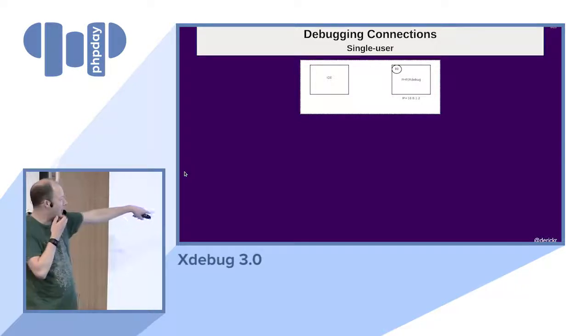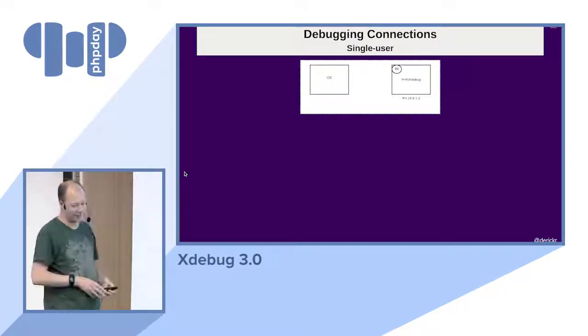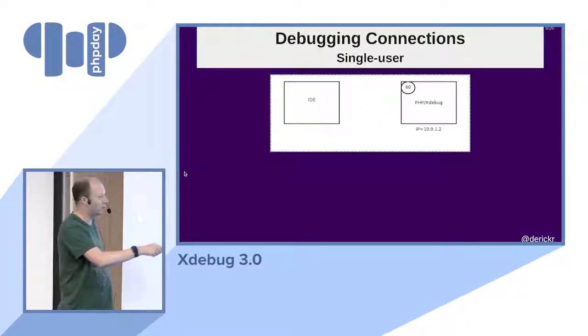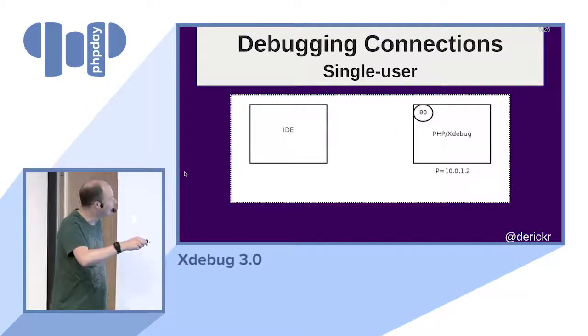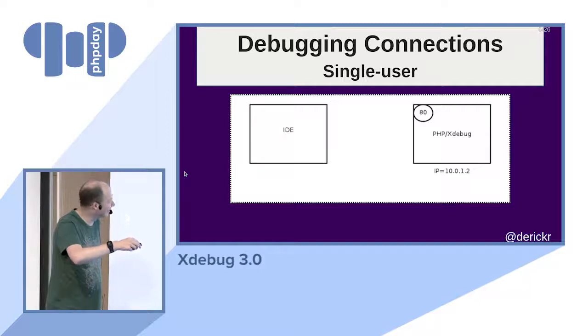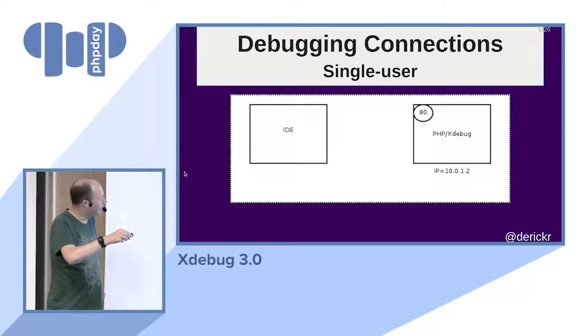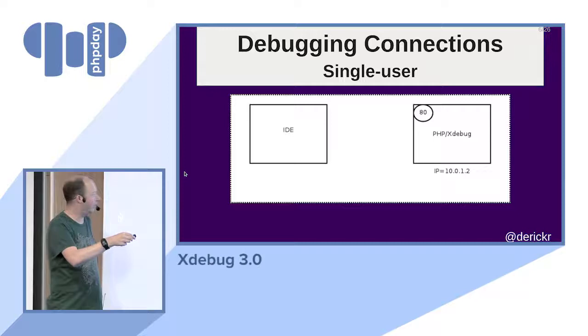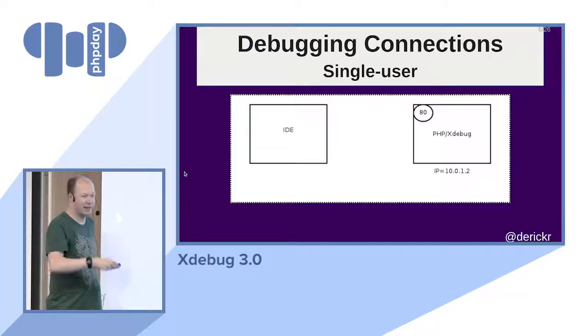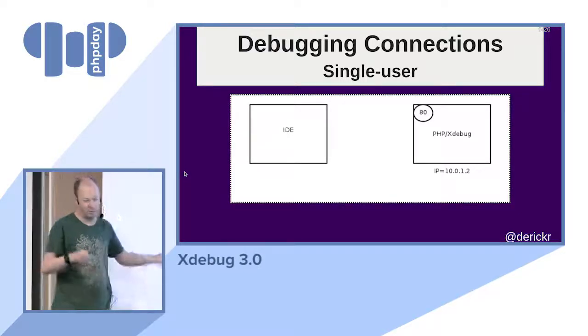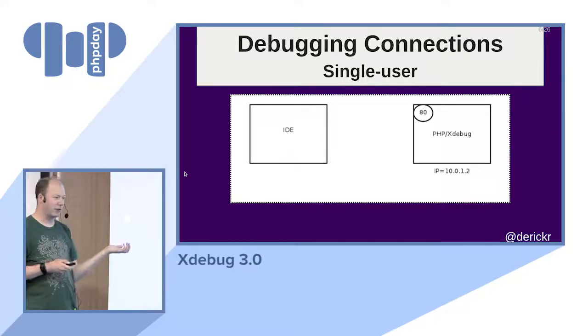So you have the IDE on the left-hand side and PHP running with Xdebug on the right-hand side. Sorry, my graphics are awful. I'm a software engineer, not a designer. But this is your web server, right? The web server has port 80 open, and its IP address in this case is 10.0.1.2. I had to pick some number. So what happens if a connection gets made?